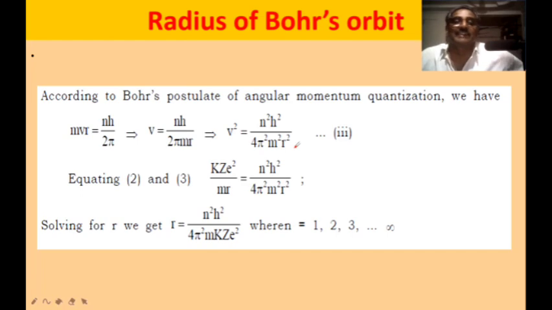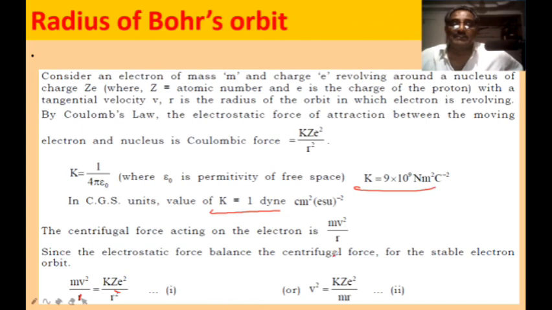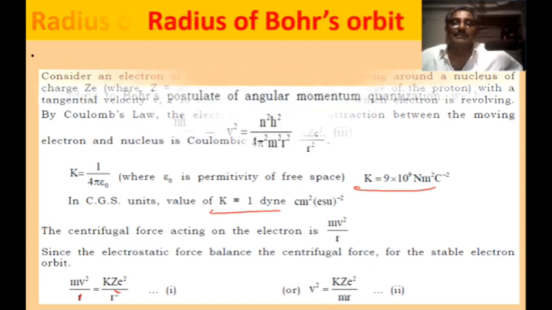By squaring on both sides of v is equal to nh by 2 pi mr, we get v square is equal to n square h square by 4 pi square m square r square. But we already calculated the value of v in the second equation. According to the second equation, we know that v square is equal to kz e square by mr.